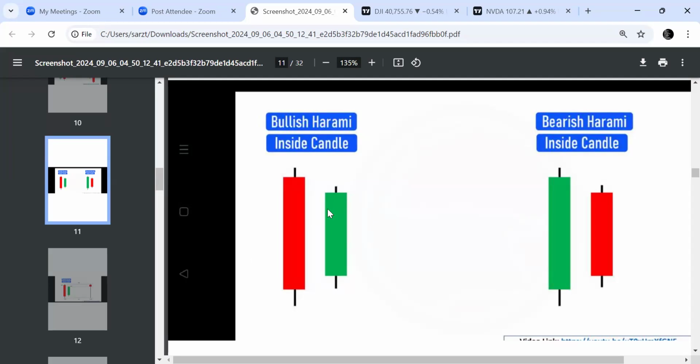But in harami, it does not engulf. It will be within the range of the previous candle. It won't cross the range of the previous candle. That is the only difference between the engulfing and harami. The harami candlestick pattern can also be known as an inside bar. It is a common reversal sign that can be either bullish or bearish.